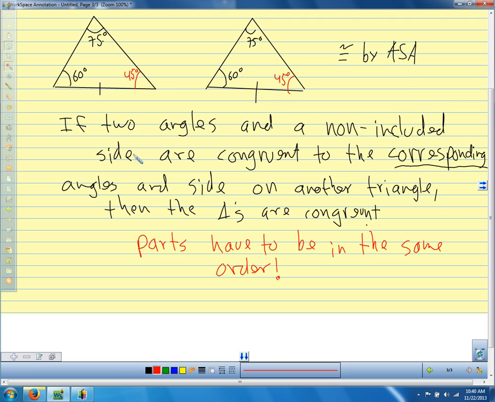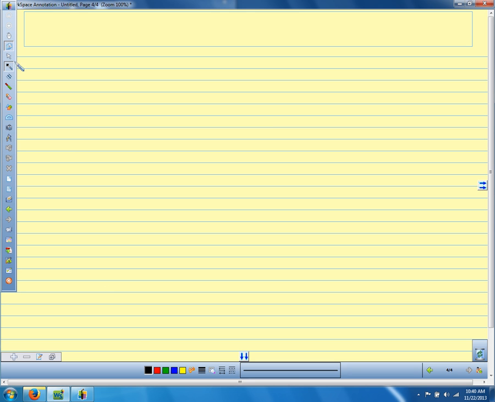So I want to look at some practice problems where we're trying to decide if we can use angle, angle, side. Does anybody have any questions about what we're talking about with this angle, angle, side triangle? All right, so let's look at some examples. And these we're just trying to decide: can we use angle, angle, side on these triangles? So we're going to look at a bunch of triangles here.